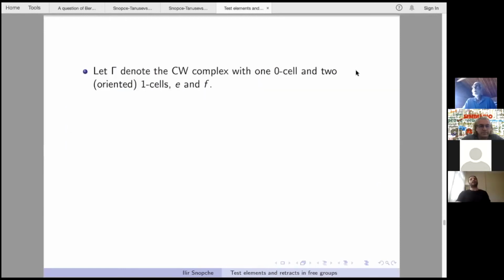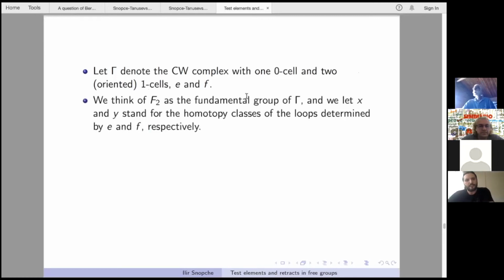So now let Gamma denote the CW complex with one zero cell and two oriented one cells, e and f. Actually, here we have a bouquet of two circles, or a wedge sum of two circles with a joint zero cell as a vertex. We think of F2, a free group of rank 2, as the fundamental group of Gamma, and we let x and y stand for the homotopy classes of the loops determined by e and f respectively.